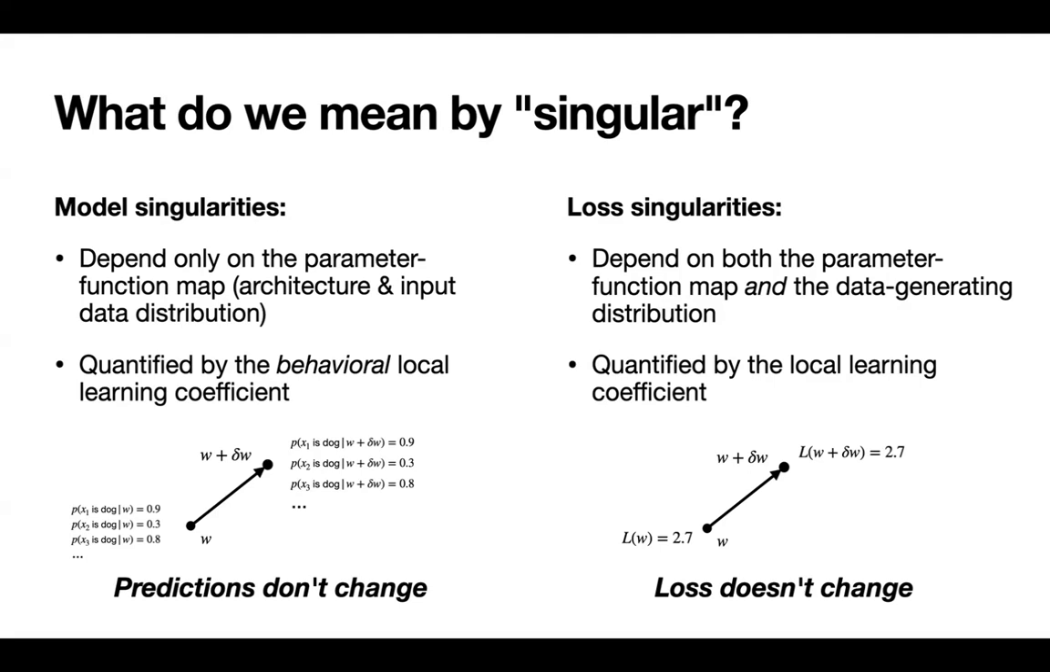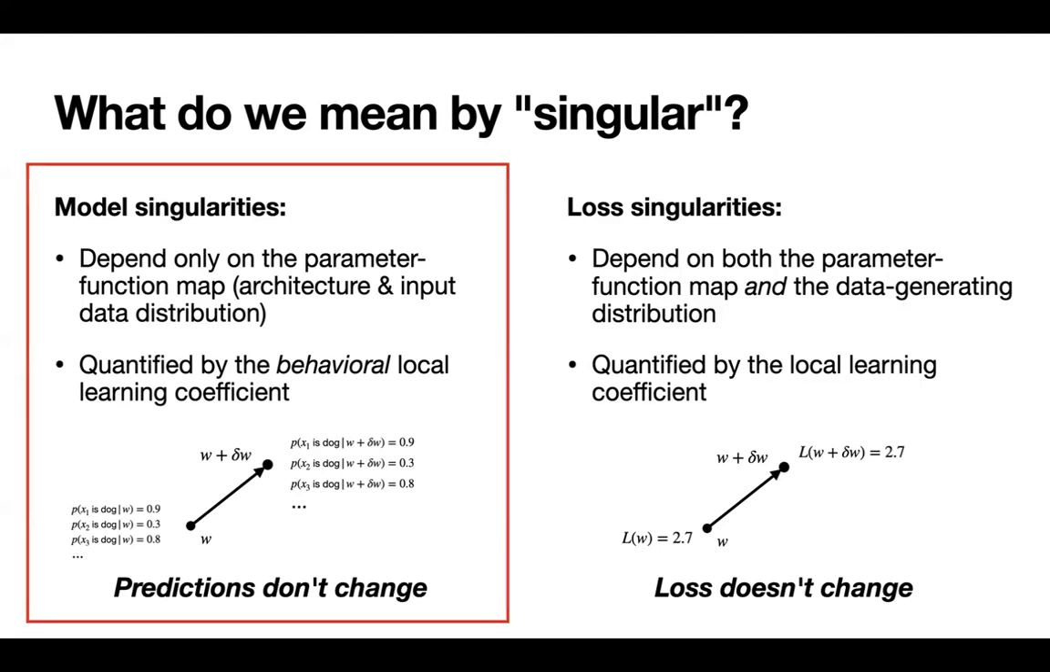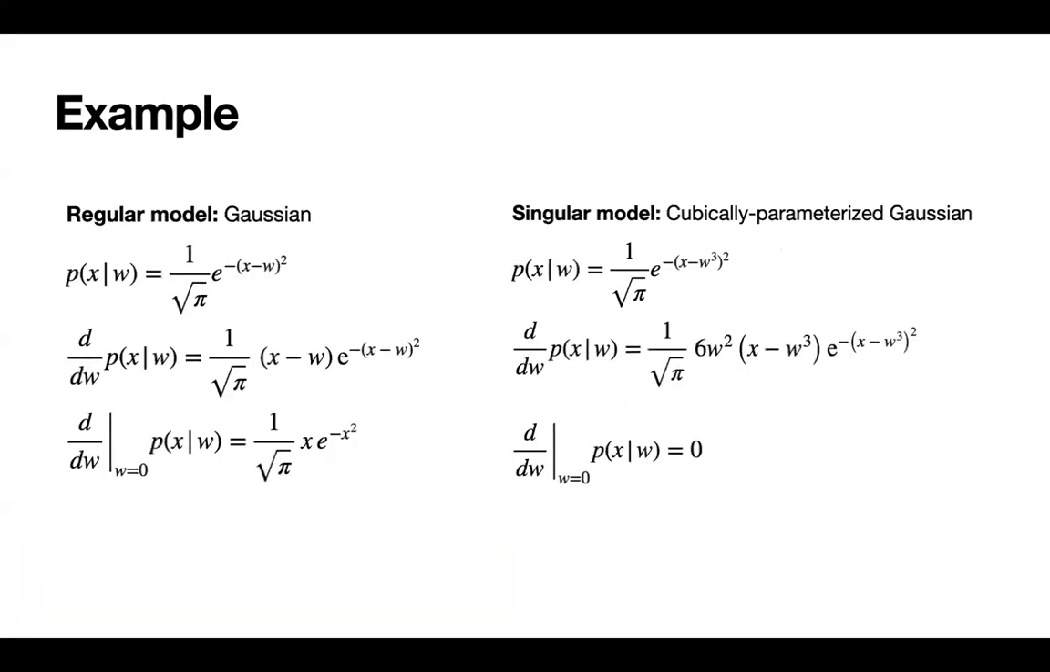I'll define the behavioral local learning coefficient, which is almost identical to the definition of the ordinary learning coefficient, but I'll just run through it. Actually, I'll do that after a simple canonical example to have in your head if you haven't seen a singular model before. An example of a regular model is a Gaussian, which we have on the left.